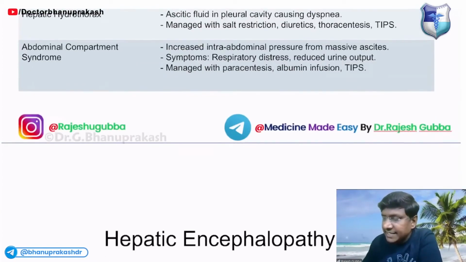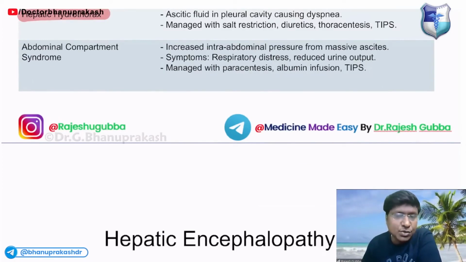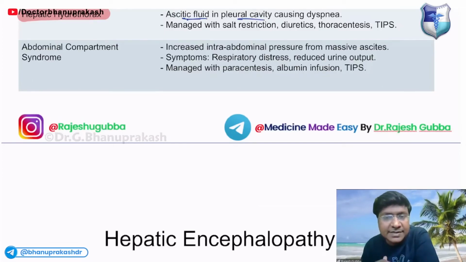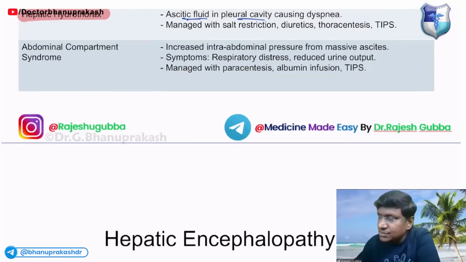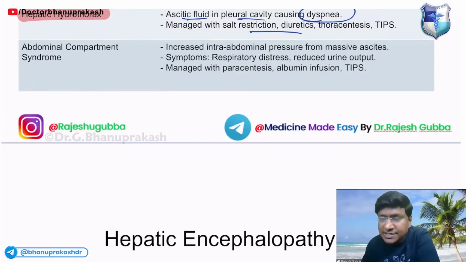Now, what is this? The hepatic hydrothorax. Hepatic hydrothorax is nothing but the development of pleural effusion. In patients who are having ascites, the fluid can enter into the pleural cavity. That is what is called the hepatic hydrothorax. And patients who are having hepatic hydrothorax, what will they develop? They will develop dyspnea, and that is due to pleural effusion. So how do you treat these patients? You need to give diuretics and salt restriction. Because there is pleural effusion, you need to do a pleurocentesis, which is also called thoracocentesis.